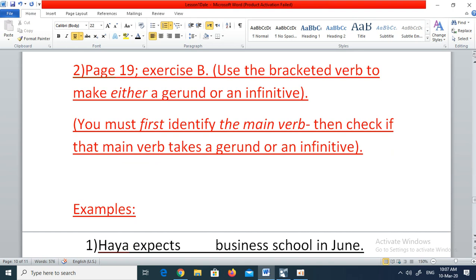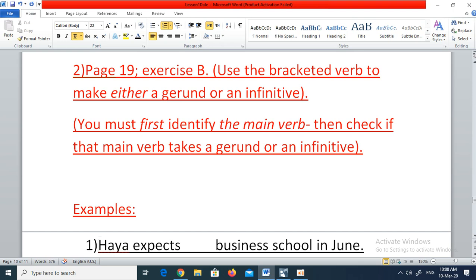All right. You should have all paused the video to cover section 18A for your homework. The next section of the homework is on page 19, and it is exercise B. Exercise B is a little bit different from exercise A. What they want you to do in exercise B is to look each time at the verb, which is in brackets.